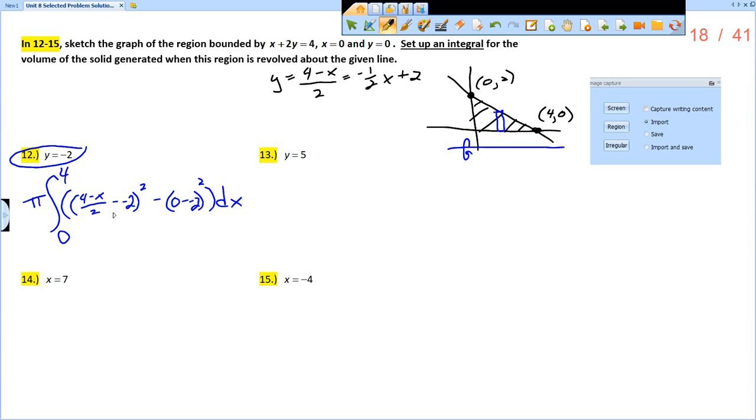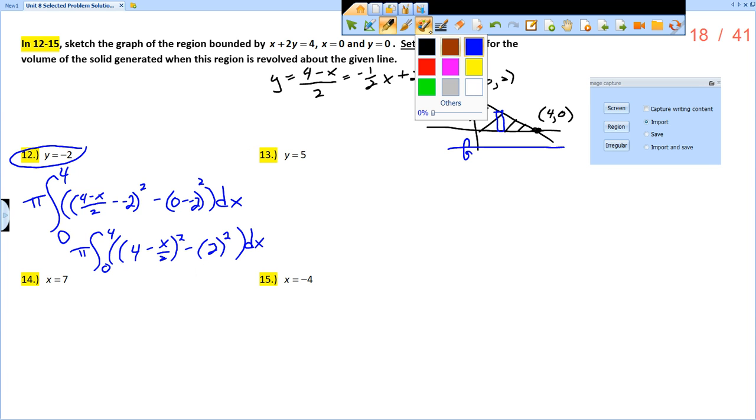Now, of course, you can simplify this, but I would not simplify further. So our simplified version would be pi times the integral from 0 to 4. And then we've got 4 over 2, which is just 2, plus 2, so that'd be 4. So then I'd have negative x over 2 plus 4, or 4 minus x over 2, squared, minus 2 squared, which of course you could just write as 4, and then all of that with respect to x. So that is number 12.